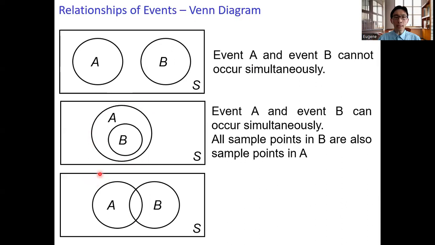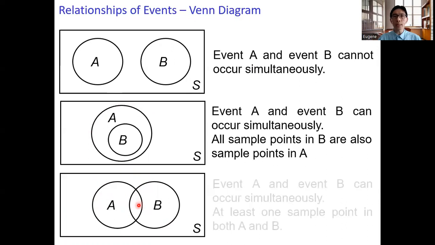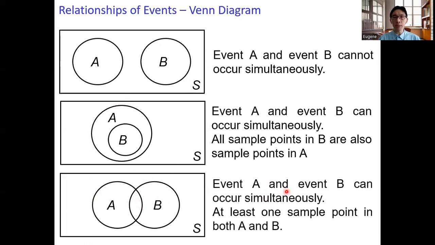And then in the last diagram, the two circles overlap as well. So we can say that event A and event B can occur simultaneously. And in this last Venn diagram, at least one sample point is in both circle A and circle B.